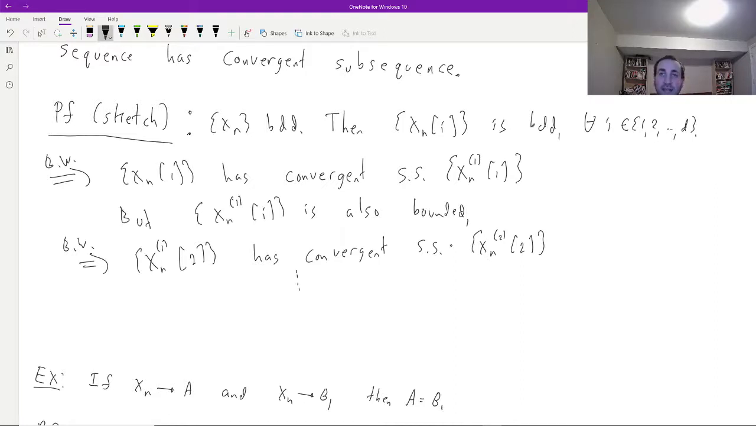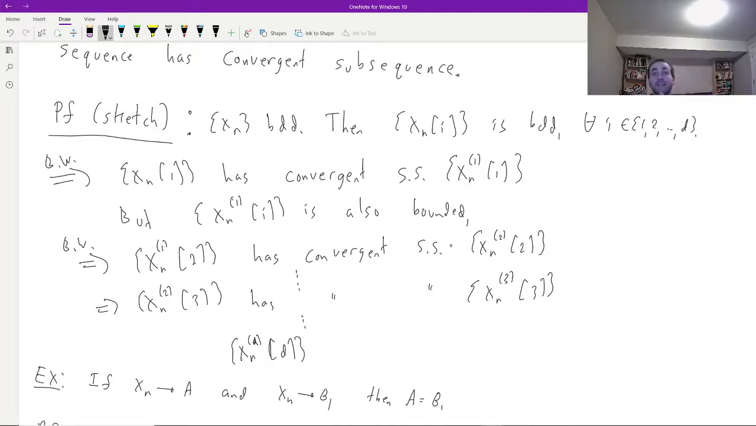And we can keep on playing this game, right? Now x_{n_2} is a subsequence of the original x_{n_1}, which is a subsequence of x_n, and so that's bounded as well, and so x_{n_2}(i) is bounded for every i, and therefore x_{n_2}(3) has a convergent subsequence, which I'll call x_{n_3}(3). And we keep on doing this, and at the end, we find that we get a convergent subsequence x_{n_d}(d).